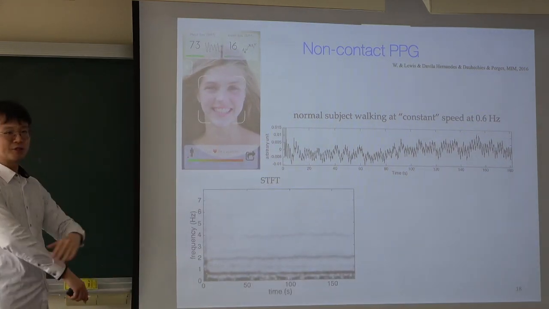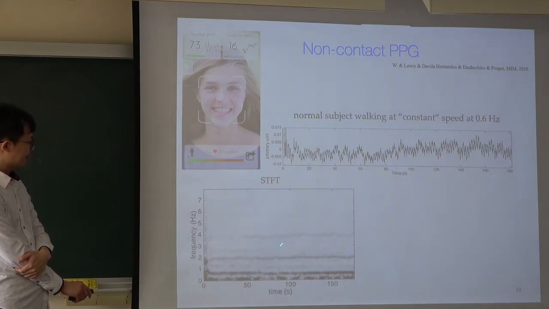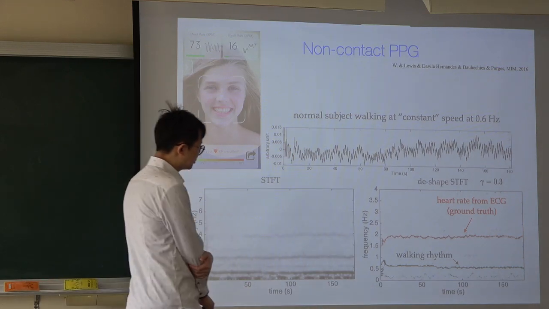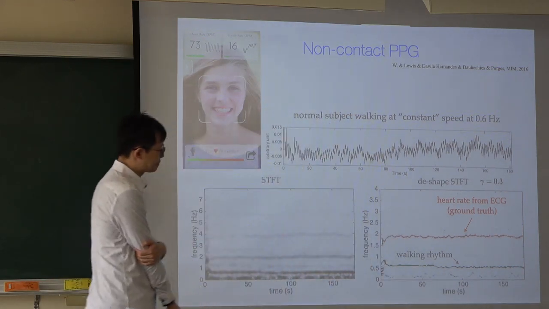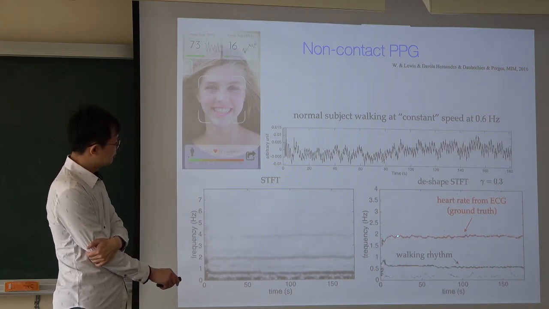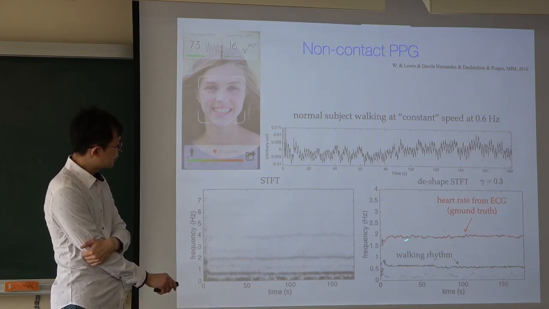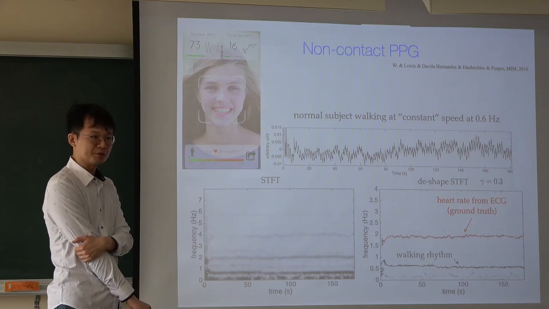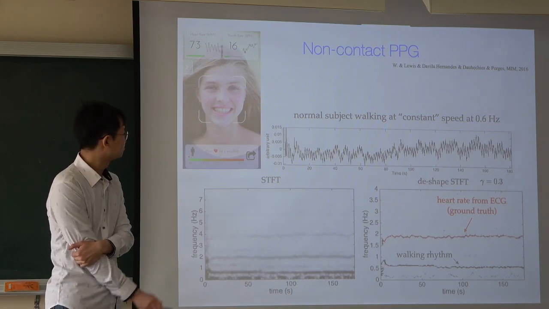This is the short-time Fourier transform, as you can imagine. It's very many curves and difficult to see which one is which. But if you run the SHAPE, you can see two curves. One curve is the walking rhythm. Another curve is the heart rate. And the red one is actually the heart rate from ECG, the ground truth. So you can get the heart rate very accurately.